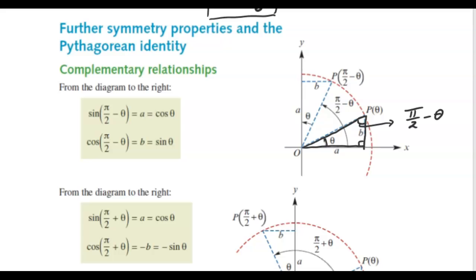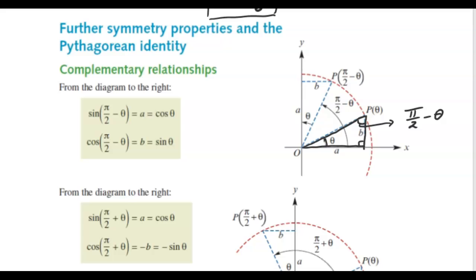Let me just explain how I got that. The total angle inside the triangle is equal to 180 degrees, and there is a right angle inside, so removing the right angle, there are two angles which add up to 90 degrees, which is what we represent as complementary angles. So if one angle is theta, the other angle is going to be 90 minus theta, or in other words pi on 2 minus theta.